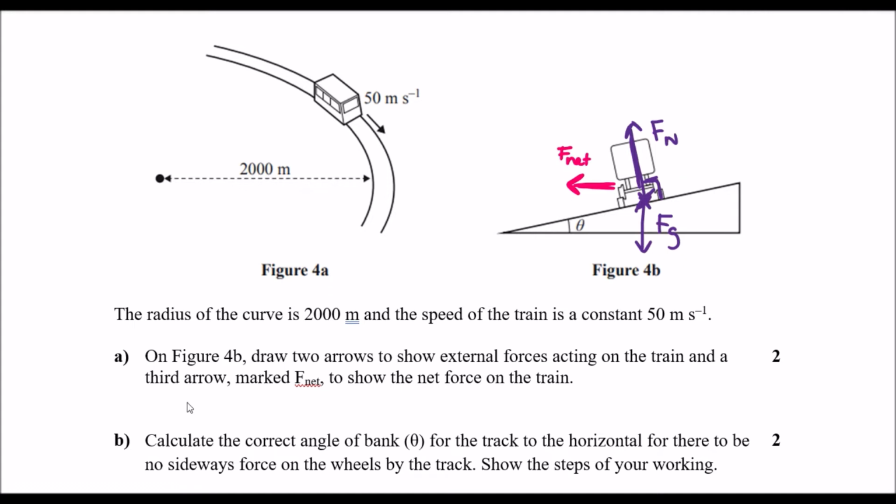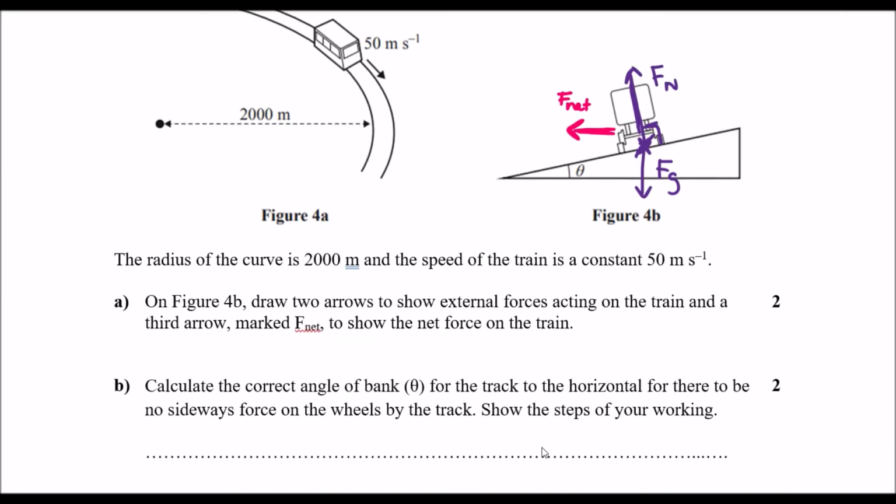Now, next question we're going to go to, it says calculate the correct angle of bank for the track so that there is no horizontal force on the wheels on the track. Show the steps of your working. You probably need that rewording.